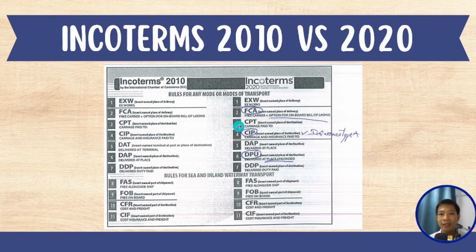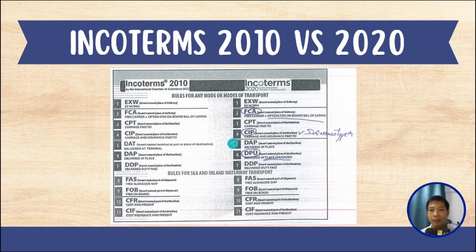CPT means carriage paid to, which means paying the transportation fee. CIP stands for carriage and insurance paid to, meaning in addition to paying the transportation fee, the insurance fee is also covered. DAP means delivered at place, which refers to delivery at a specific location. DPU stands for delivered at place unloaded, meaning delivery at a location and the goods will be unloaded from the transport vehicle. Unloaded means to unload.